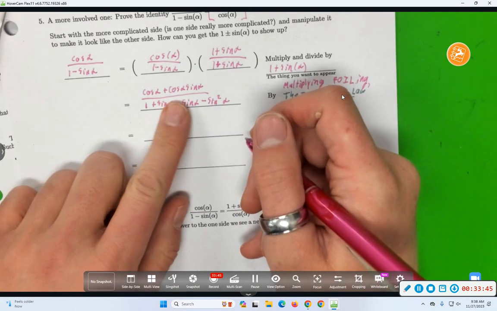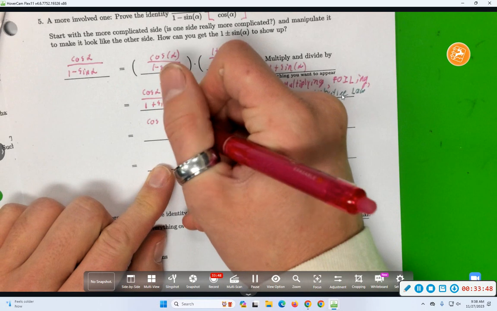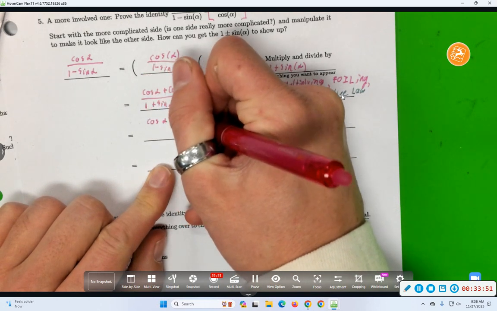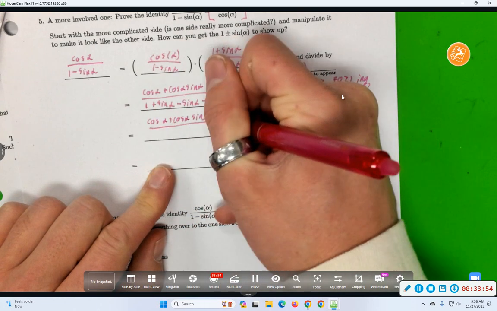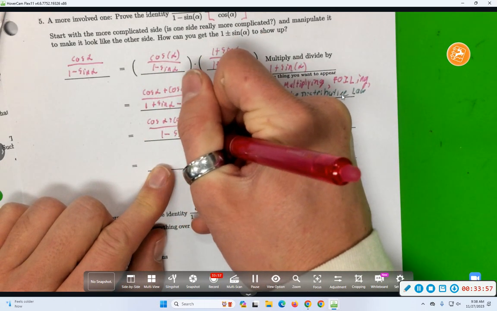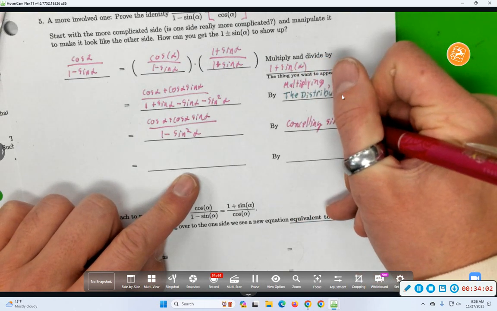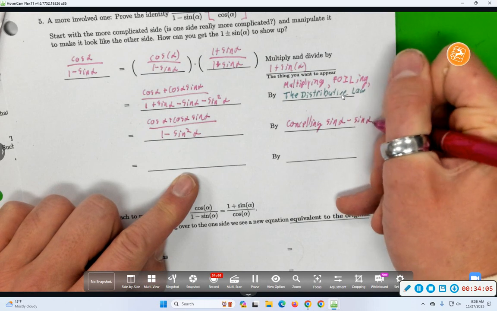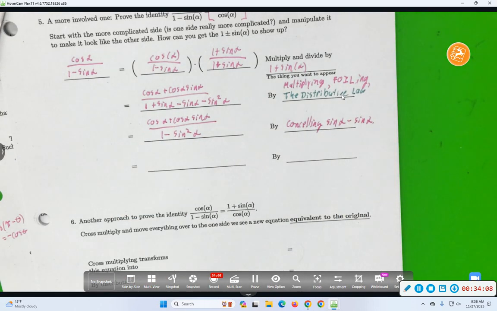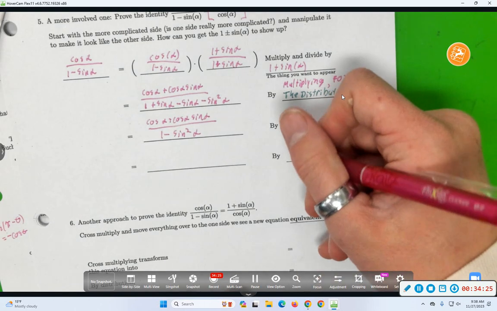So, I guess I should add a step to cancel these then. Which if you just did, that's great. Cosine alpha plus cosine alpha sine alpha all over 1 minus sine squared alpha, by canceling sine alpha minus sine alpha. All right. What else do you see that looks useful? Cool. What do you notice about that 1 minus sine squared that is useful?